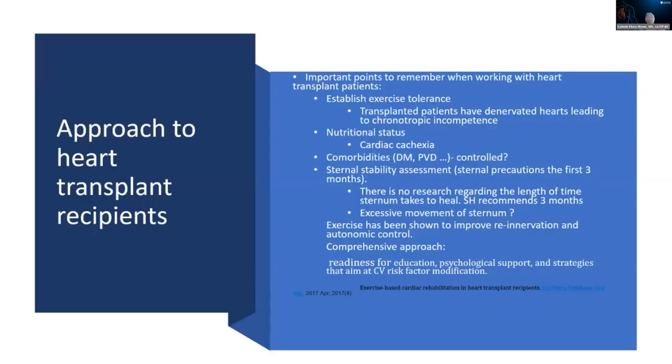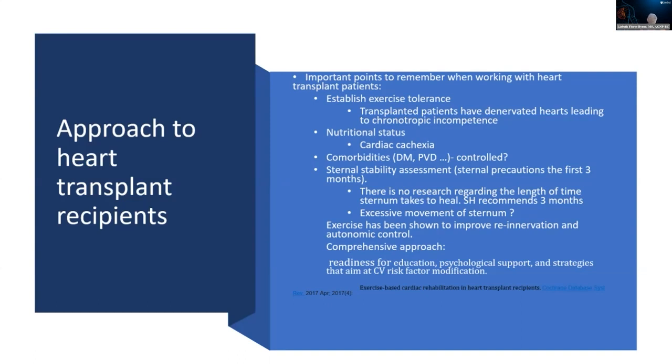So approaching the heart transplant patient, there are some key points to keep in mind. First off, the exercise tolerance needs to be established. Patients that are transplanted have denervated hearts. This can lead to chronotropic incompetence. Some of these patients require medications to keep the heart rate at a certain level for adequate cardiac output, such as albuterol or theophylline. So this can become a barrier or a challenge for exercise.